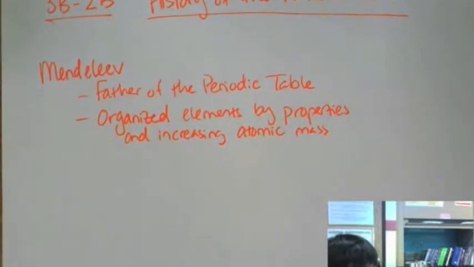And whenever he made his first draft of the periodic table, he even left blanks because he knew that there was going to be some element that would get discovered later that would fit in that spot. Oh, that's very cool. Right? He was a very, very smart guy.